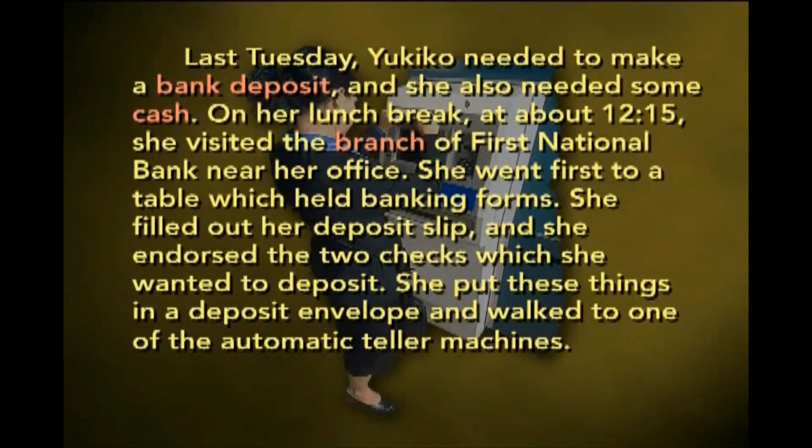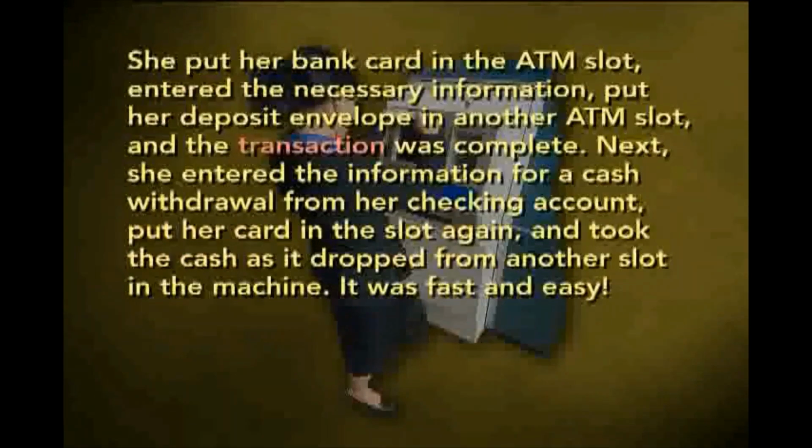Branch is a different location for the bank, not the head office, a different location. Filled out, we often use for complete or right. Slip is another word for form. Endorse is another word for signing. And checks, you know, are those that we write. Automatic teller machine, those are the machines. And transaction is the job to be done.